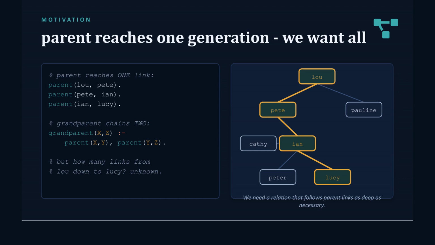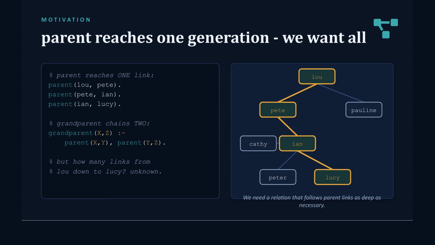Let us return to our family tree. We have parent facts, Lou is a parent of Pete, Pete of Ian, Ian of Lucy. The parent relation reaches exactly one generation. With grandparent we could chain two. But to ask whether Lou is an ancestor of Lucy, 3 generations down, a fixed chain of parent goals will not do, because in general we do not know how many generations lie between two people. We need a relation that follows the parent links as far as necessary, however deep.